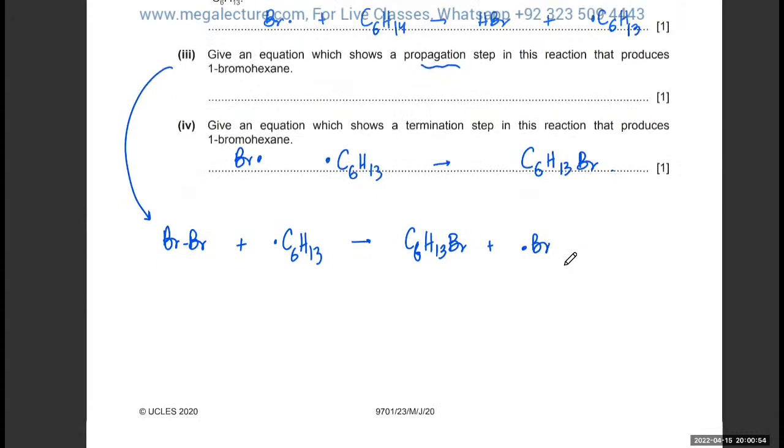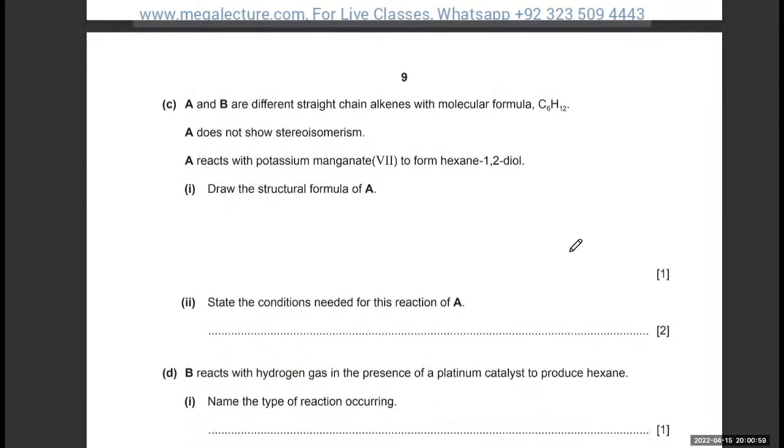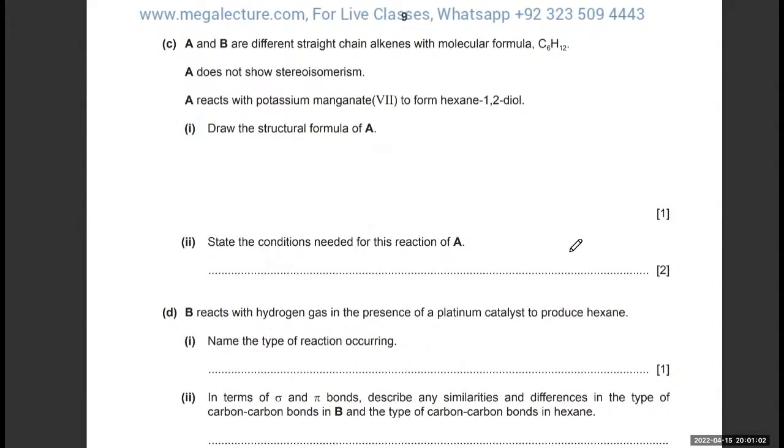Okay, is this clear? Last one, is this clear?